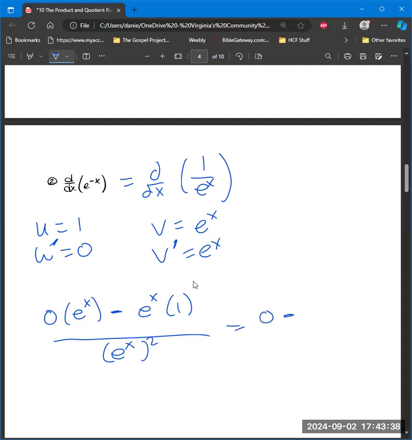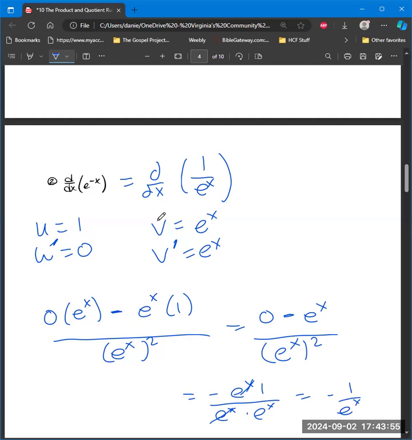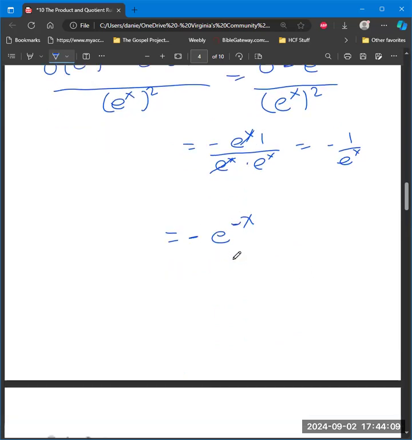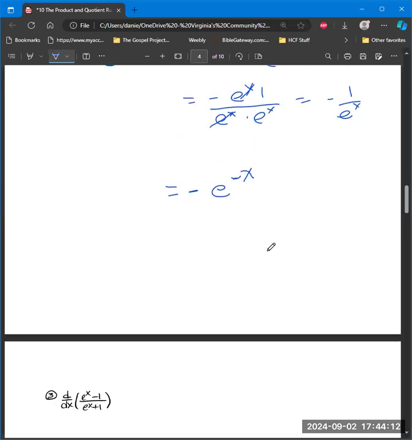It's going to be 0 minus e to the x over e to the x quantity squared, which is a negative e to the x over e to the x times e to the x. And so we get a negative 1 over e to the x, which I'll write back in exponential form as a negative e to the negative x. All right, we'll learn another rule in just a little bit to help us with that.